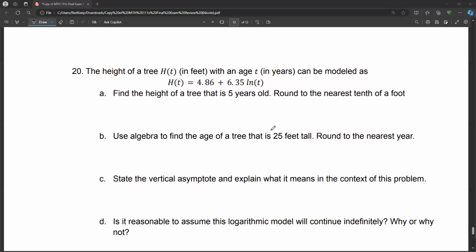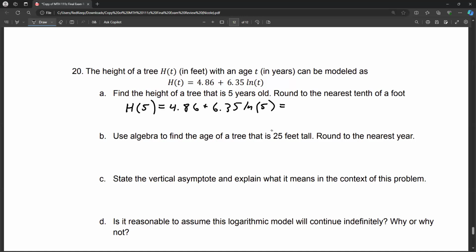Okay, moving on to the final question of the review. It's another story problem, and they give us a function here, H of t. In part A, they ask us to use it to find the height of the tree that is 5 years old, down to the nearest 1/10 of a foot. So here, I believe we're just going to plug in, since t is equal to the age of a tree in years. We're going to ask ourselves, well, what is h of 5? So we just plug in 5 everywhere there is a t in our function, which is inside that natural log.